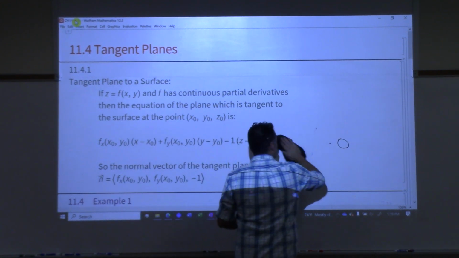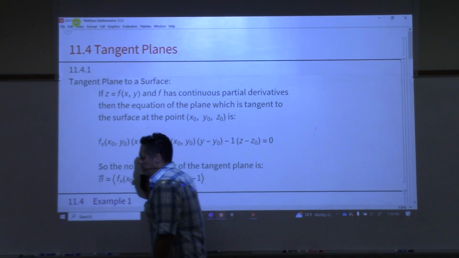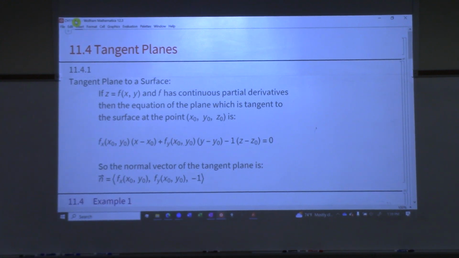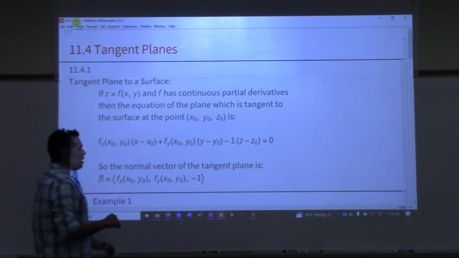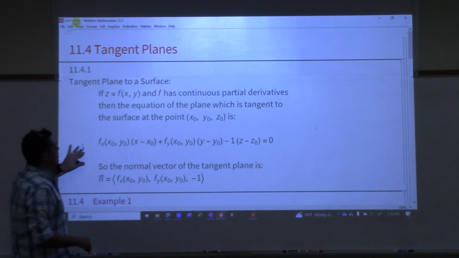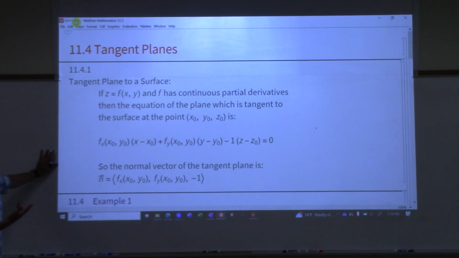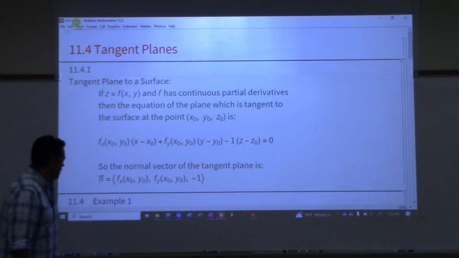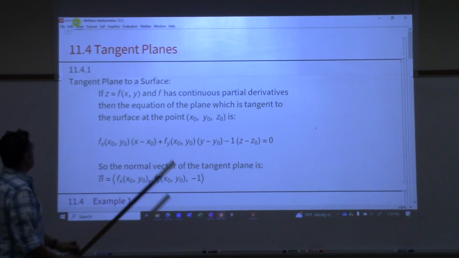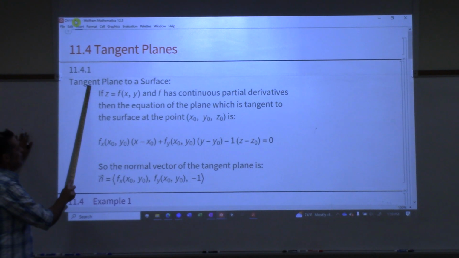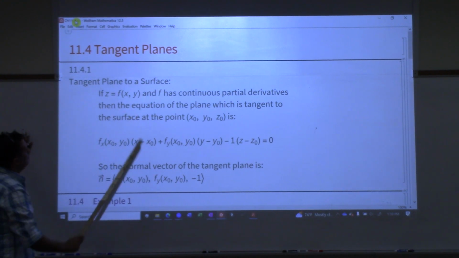And we talked about this last class, that the partial derivative is going to allow us to find the tangent plane. Remember we were talking about the plane that would be on the surface last time? This formula that I'm presenting to you here basically just wraps all that concept up into one nice little package. So let's see what this says. Finding a tangent plane to a surface.